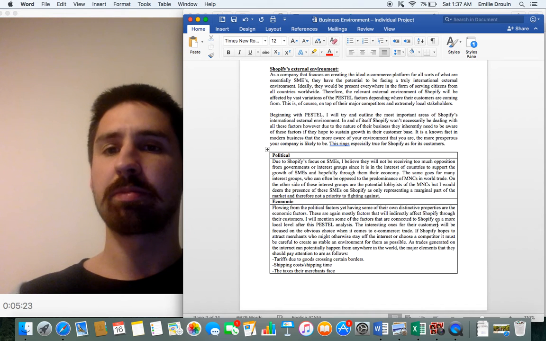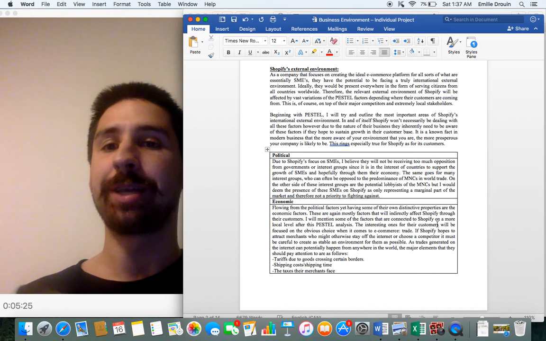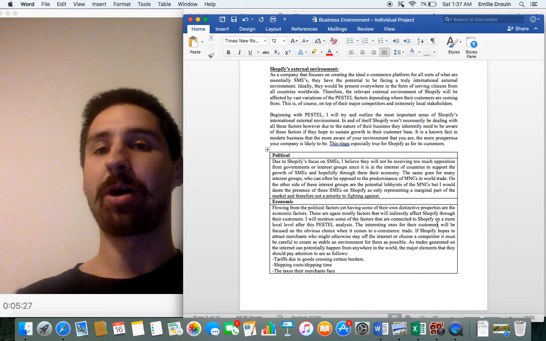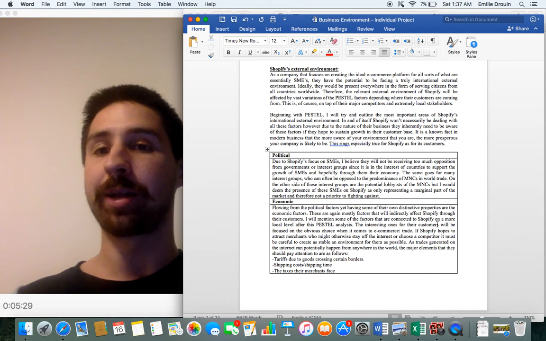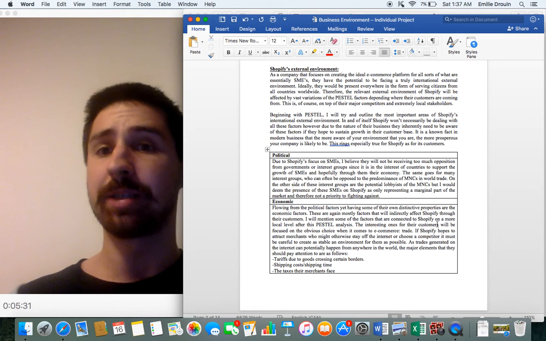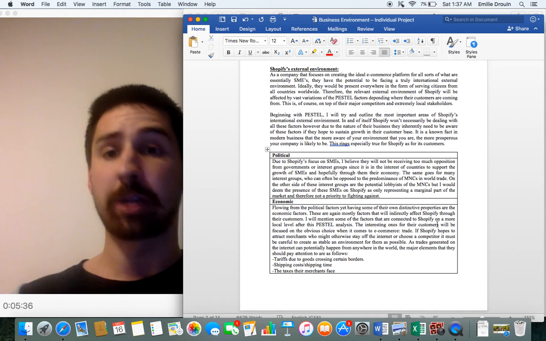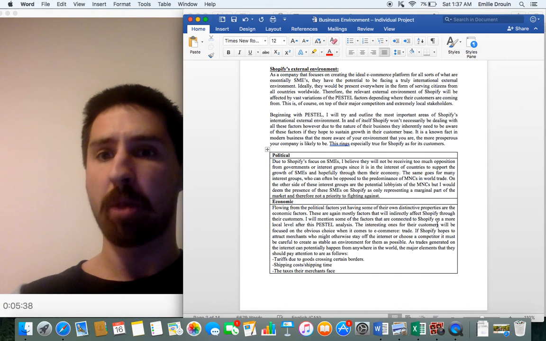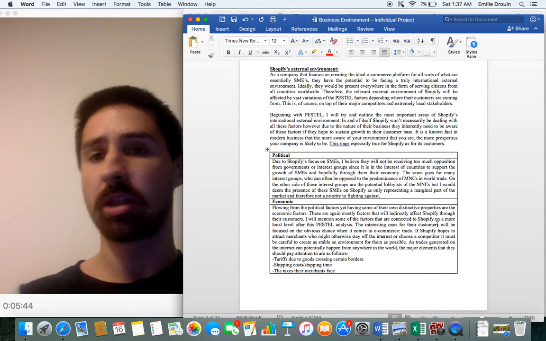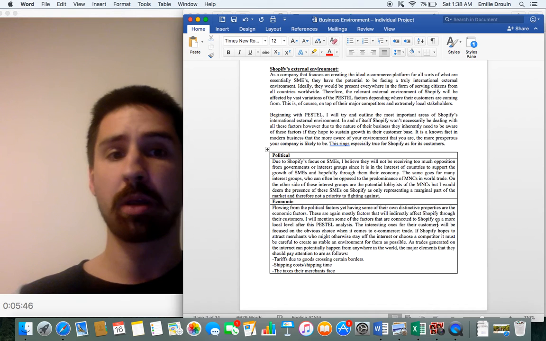Politically, they need to be careful of all the different countries that they're operating in. I think they have support because, as we know, small and medium enterprises in Europe are very popular. There are many of them, and it's important to support these. And so if Shopify is supporting these, then the governments are likely to support them.